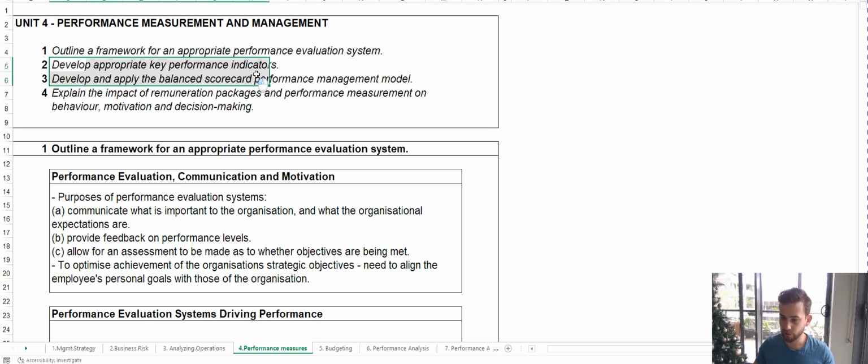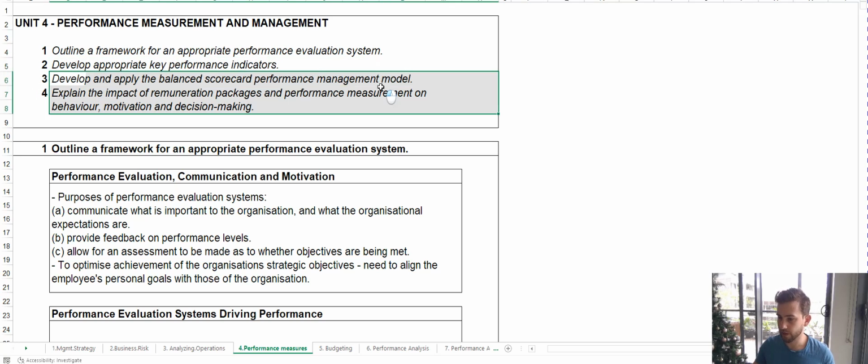Number 2, develop appropriate key performance indicators, also known as KPIs, or the metrics that you're actually going to be tracking. Number 3, develop and apply the balanced scorecard performance management model. So we'll talk about this balanced scorecard a little bit later. It is something that comes up in exams, so it's important to know that one.